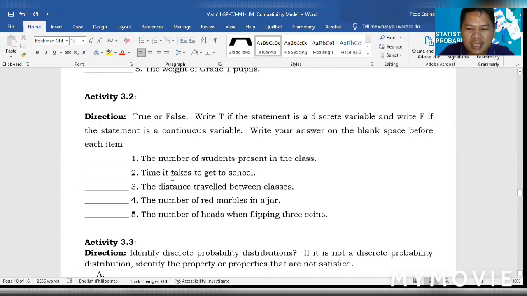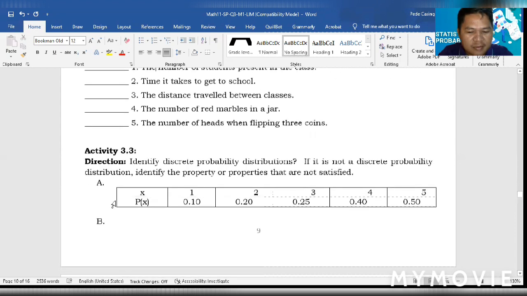So, in most cases, ang discrete random variable, mayroon siyang word na the number. Pag makita mo yung the number of students, this one, okay, automatically that is discrete variable. Diba? Countable siya. The number of students, the number of heads or tails, that is discrete.